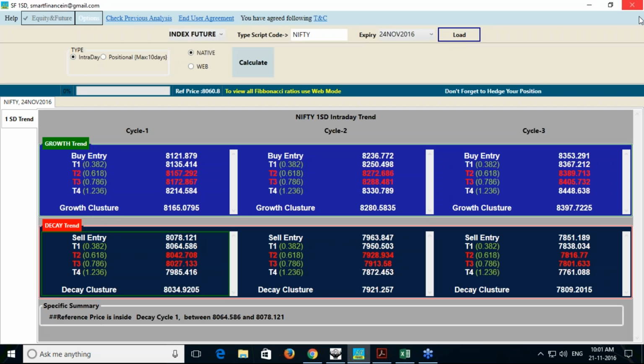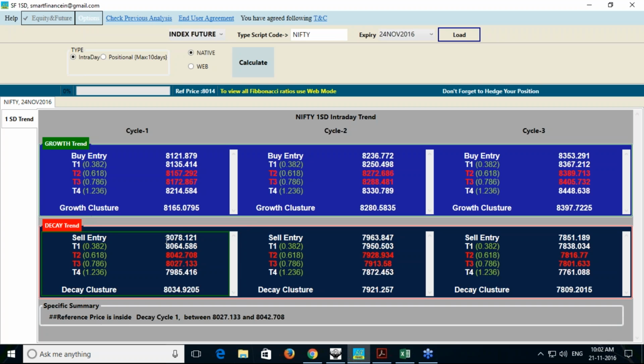As far as the intraday position is concerned, this never changes. This intraday position never changes throughout the day as per the 1SD. Only cycles will change, reference price will change. So today at 9:30, I took this reading before logging into the system. If I just log in now and calculate also, I won't get any changes in this. Only the reference price has changed to 8014.